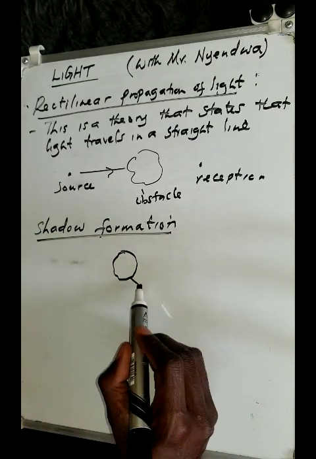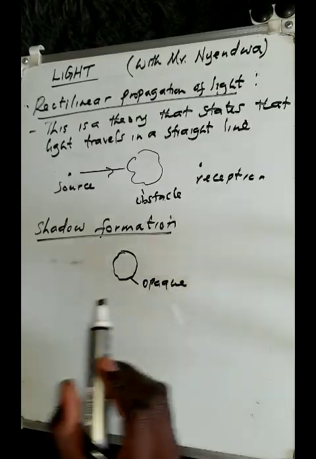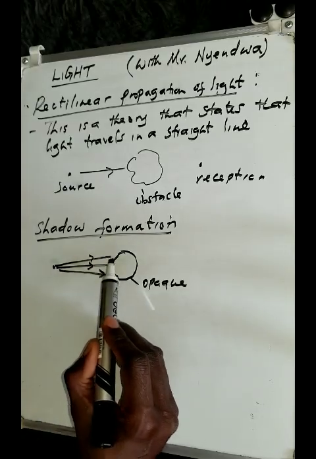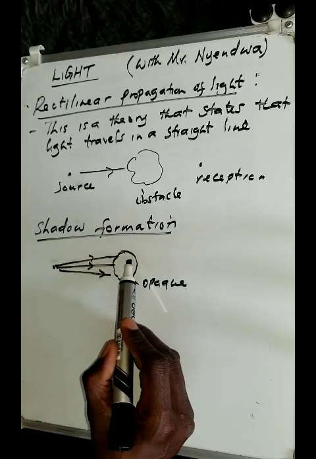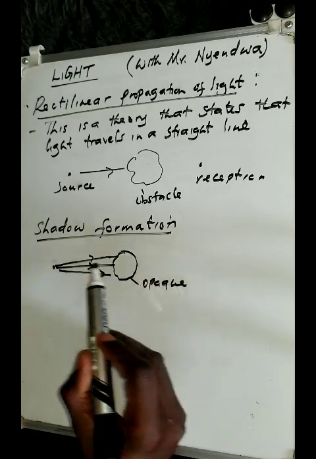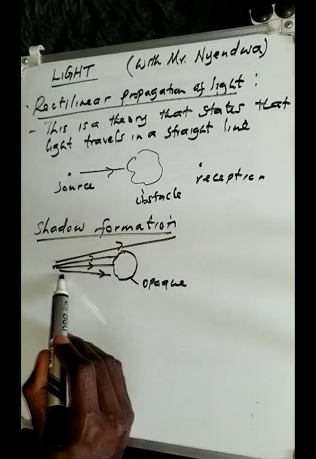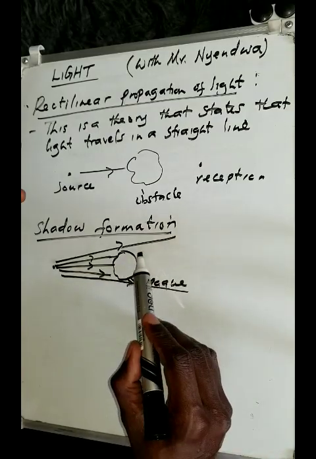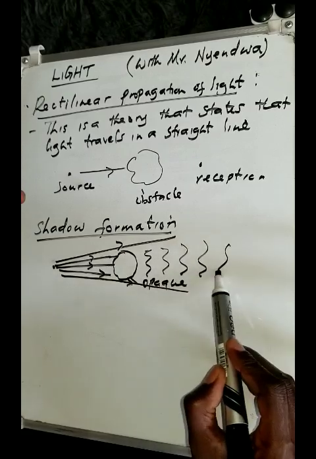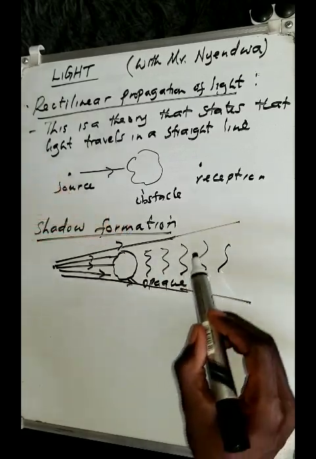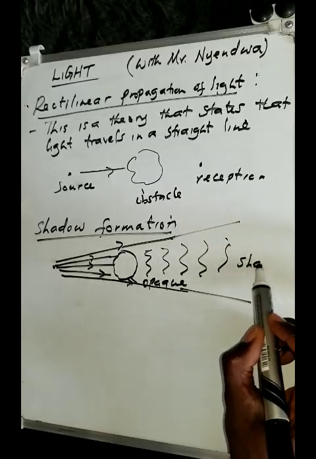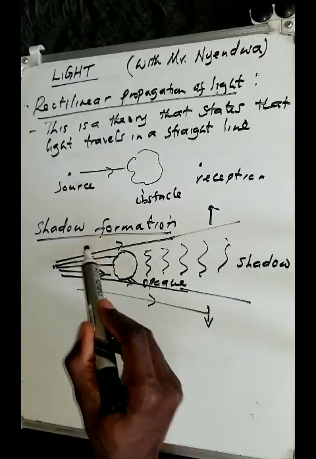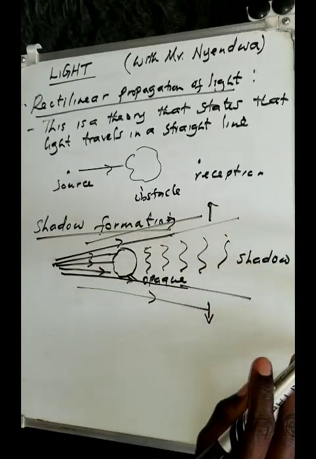Let's say that this is an object that is opaque, and we have a source of light. If rays are coming in that direction, those that hit this opaque object are going to be absorbed, and maybe some may be reflected, but some of the light may pass alongside the opaque object. And therefore you can see that this region where light is not falling is going to create what we call a shadow. But going this side, you'll find that light has passed through.